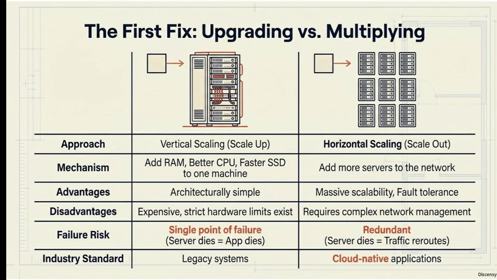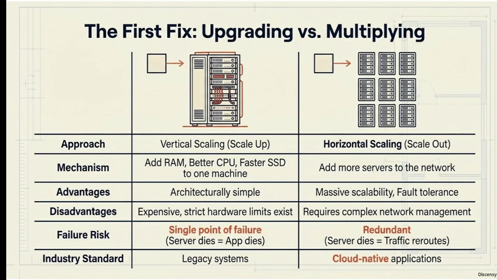Right. The advantages of upgrading are that the architecture is very simple, quite easy, quite comfortable. Whereas in the case of multiplying, it can handle a lot of users, or it can handle scalability very easily in large numbers, and it tolerates faults easily. And coming to the disadvantages, upgrading is expensive and strict hardware limits exist. But multiplying requires complex network management.